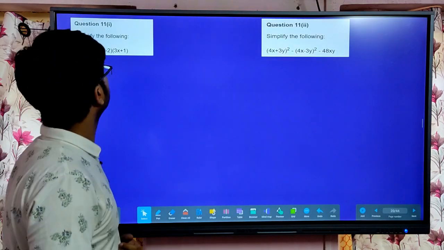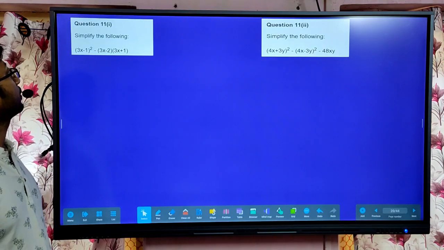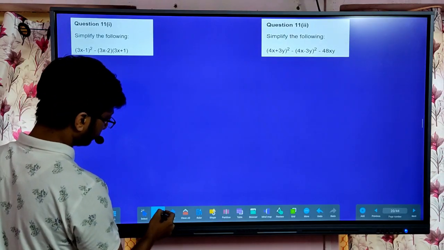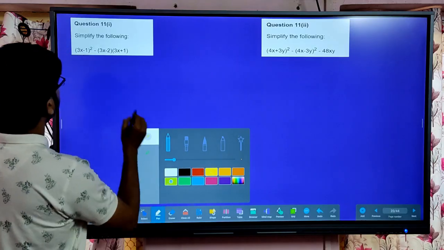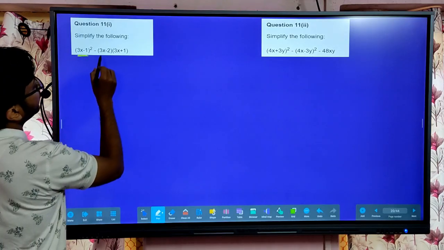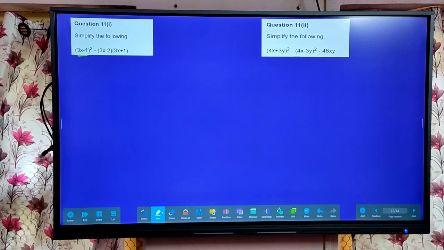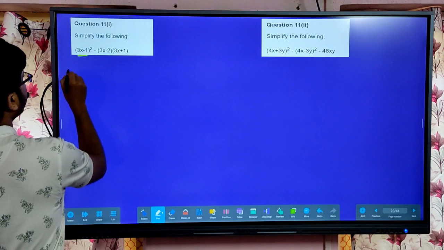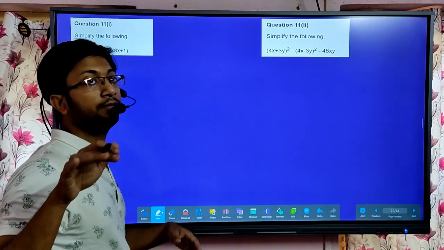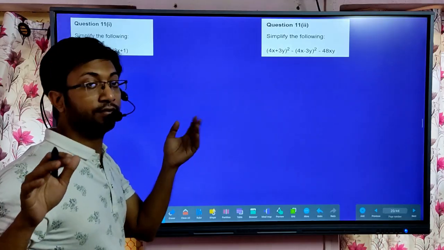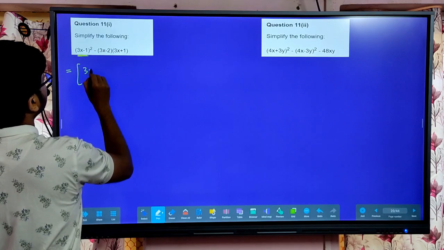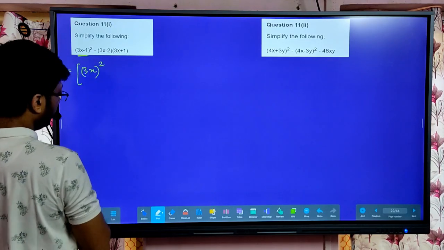So here in the next question you can see the simplification problem, question number 11.1. So you see, first term, this term is all about a minus b whole square. Okay, and here it is the product of two terms. So first we are going to expand this in a minus b whole square, and then we'll multiply this like the normal multiplication which we have studied in class 7 and 8. So this is a minus b whole square. It will be 3x square.